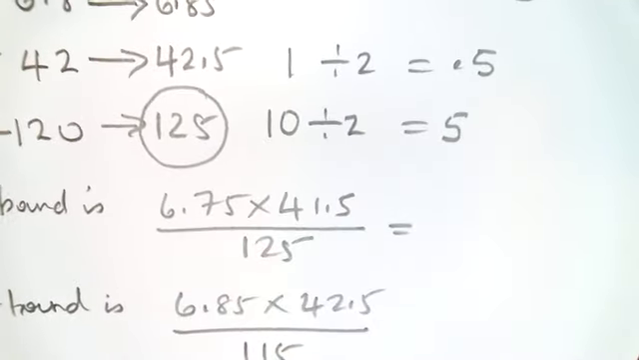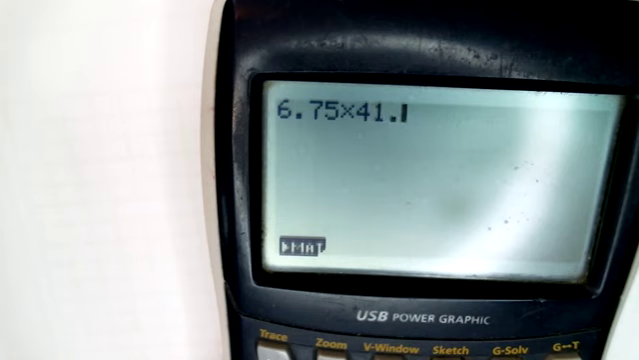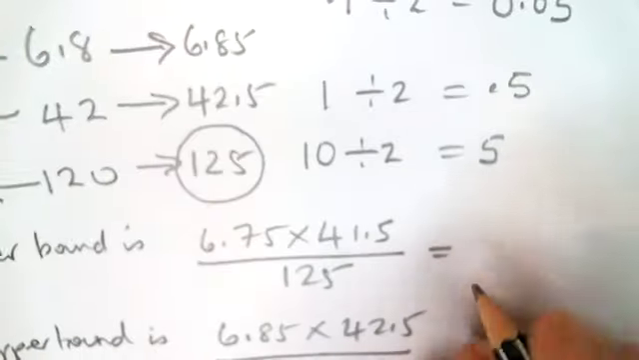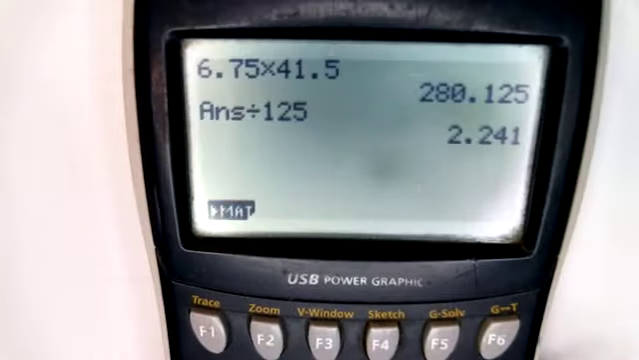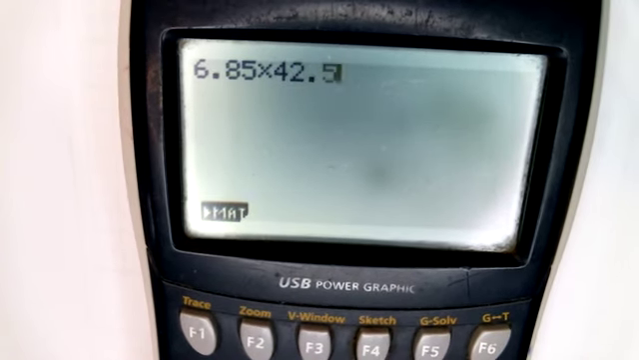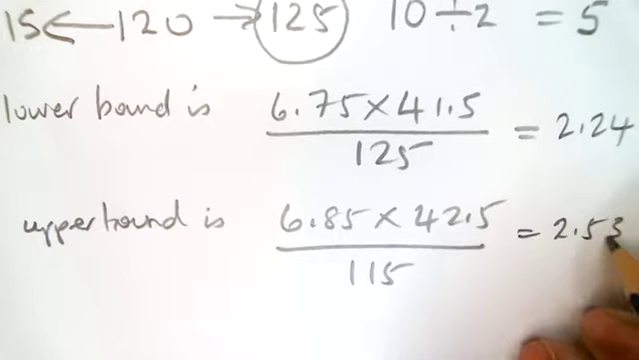So let's have a look at this one. I'll just take these off and place it with the calculator. So we've got 6.75 times 41.5, and we're going to divide that by 125. So we get 2.24, which is the lower bound. And the upper bound, let's see where that lands: 6.85 multiplied by 42.5, and I'm going to divide all of that by 115. And that's 2.53. There it is, 2.53.